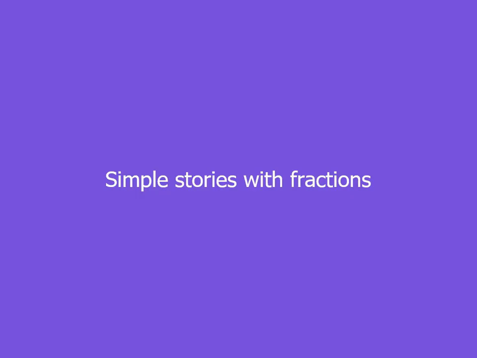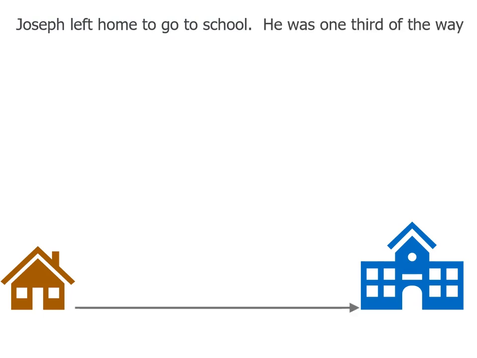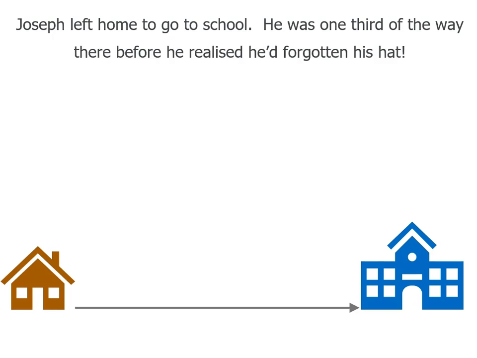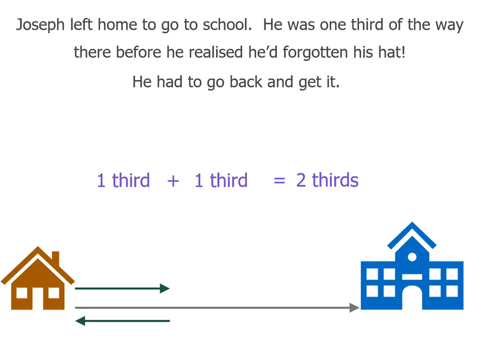Now here's a simple one with fractions. If Joseph left home to walk to school, he got 1/3 of the way there before he realised he'd forgotten his hat. He had to go back and get it. So we can work out how far he walked altogether. He walked 1/3 of the way there, and then he realised he'd forgotten his hat. So he actually had to go back. So he has to turn around and walk another 1/3. That means he's walked 1/3 and another 1/3, which equals 2/3.